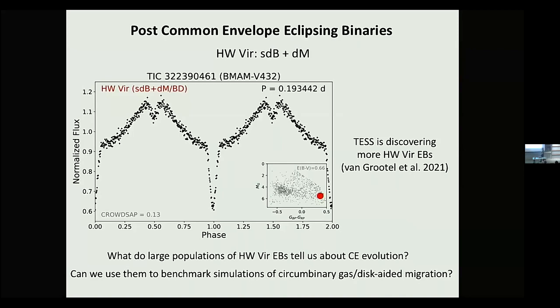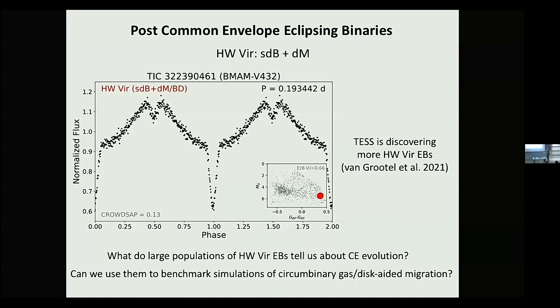So in addition to the eclipses, if it's edge on, you see these sinusoidal radiation reflection effects. Previous surveys have found a couple hundred of these systems, and the ongoing TESS survey is finding even more of these HW Virginis type post-common envelope eclipsing binaries. So here's my question. What do large populations of these eclipsing binaries tell us about common envelope evolution?